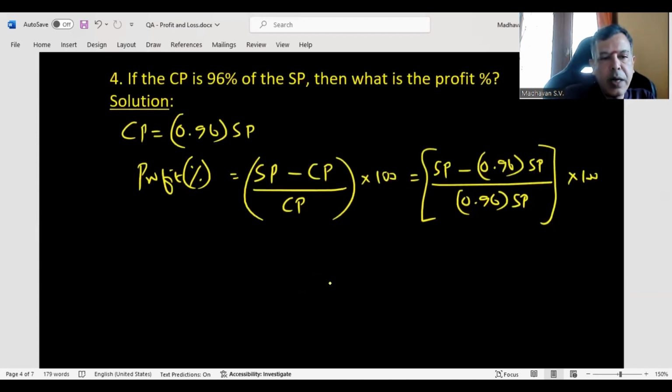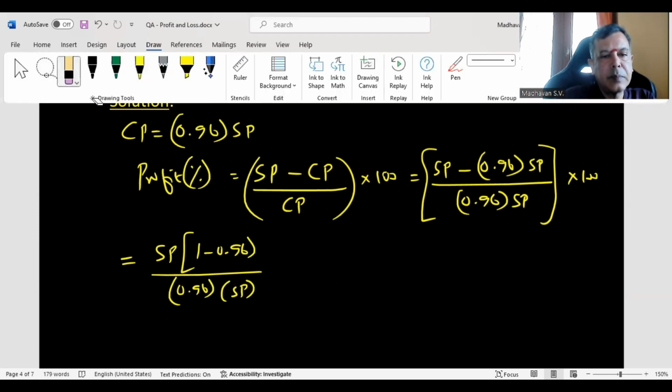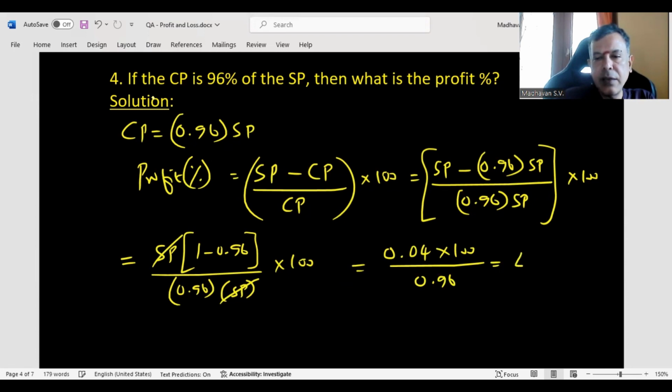So in both numerator and denominator, we have selling price as common: 1 minus 0.96 divided by 0.96 times selling price, and then multiplied by 100. So we can now cancel this selling price and selling price. We get 1 minus 0.96 will be 0.04 multiplied by 100 divided by 0.96. If we calculate that, we will get 4.17 percentage. That is the solution. Let us move on to the next question.